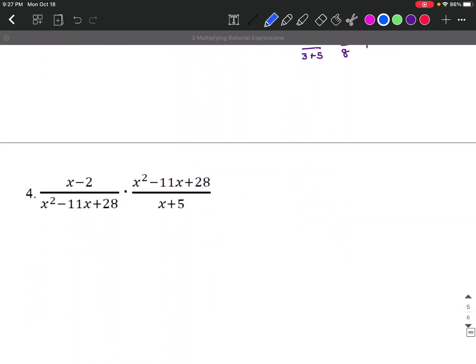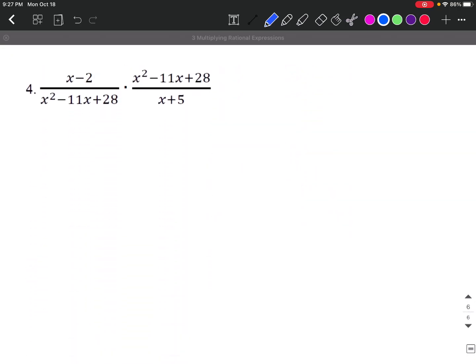One more problem. Okay, last problem for the night. We're going to keep that x minus 2. It gets no smaller than that. Now x squared minus 11x plus 28, that's a trinomial. We're going to need an x in the beginning of each. I am factoring. My two numbers are going to multiply to a positive 28, so they're the same sign, and they're both going to be negative, so that they add to negative 11.